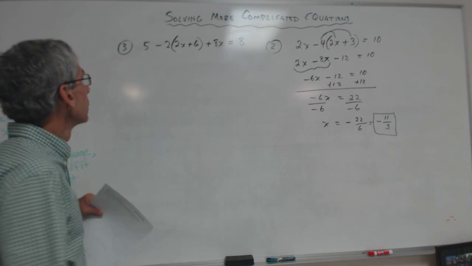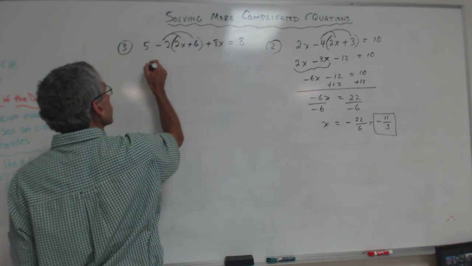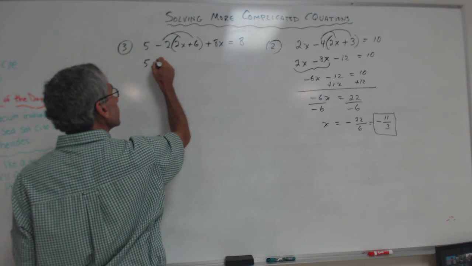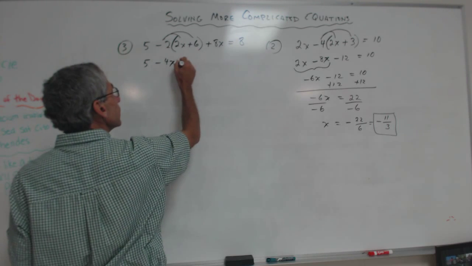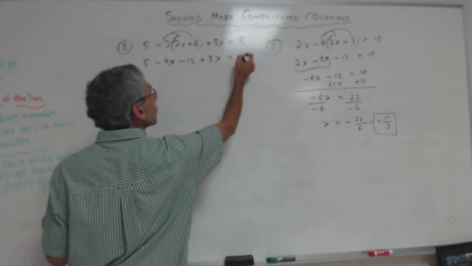Multiply it to negative 2 times. Okay, I've got to do my little arcs here to remind myself. So I'm going to just rewrite the 5. And then negative 2 times 2x is negative 4x. Negative 2 times 6 is negative 12. Plus 8x equals 8.